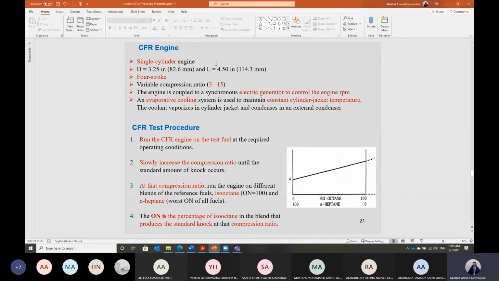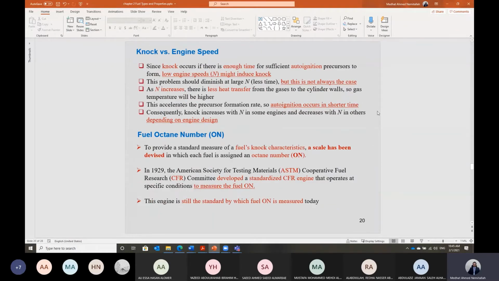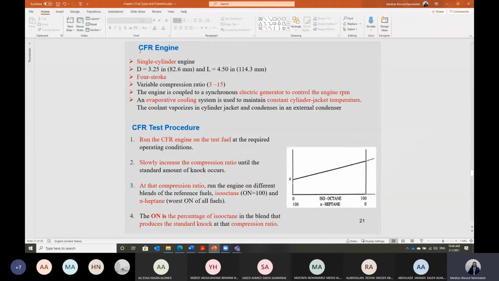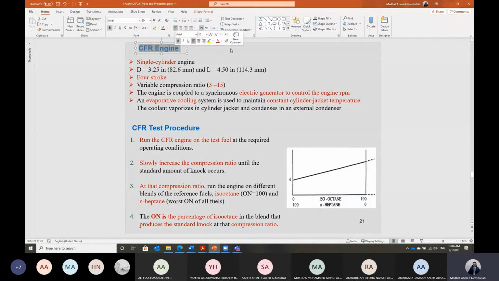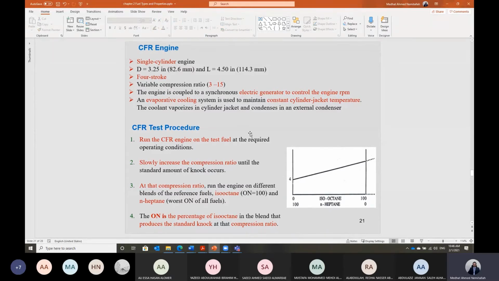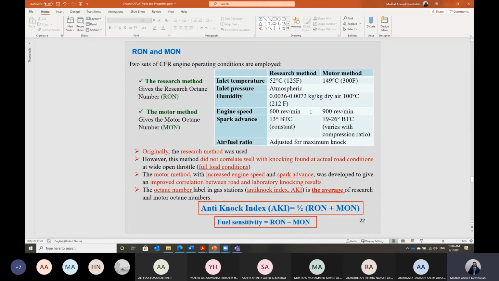Self-ignition or knocking can occur at lower RPM or higher RPM, but it depends on the engine design. And to calculate the octane number, we have to test the fuel on a standard engine, which is the CFR engine. The engine is already designed to have a higher possibility of self-ignition or knocking at higher temperature. So, the difference. Yes, Ali, it's clear.